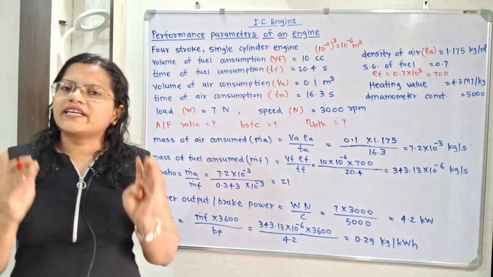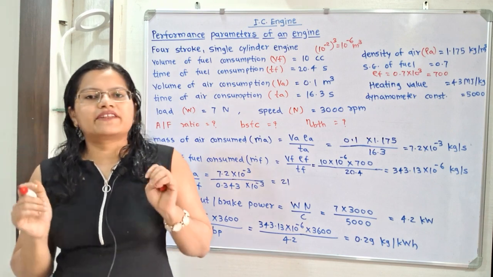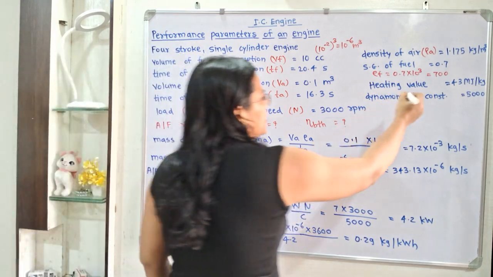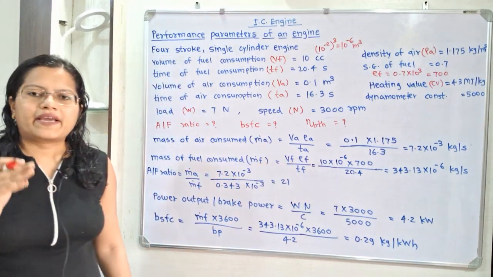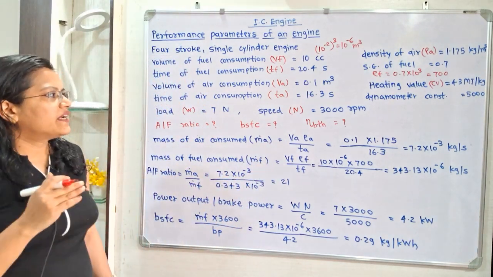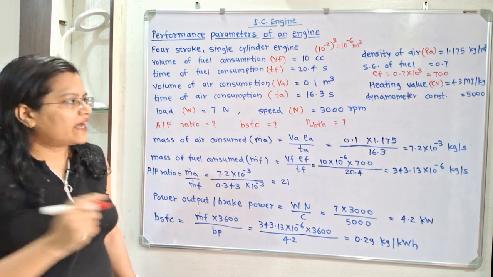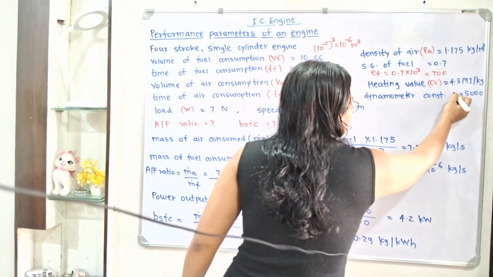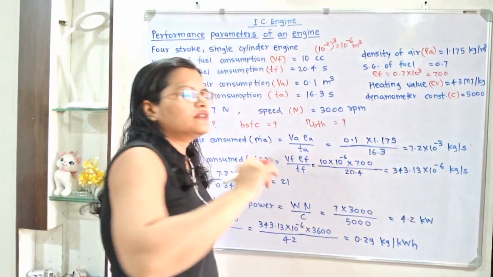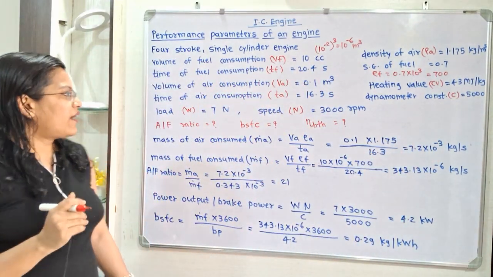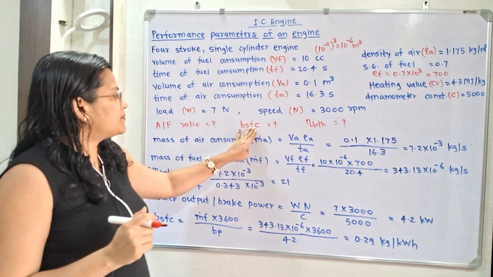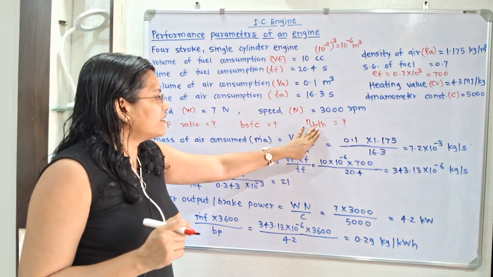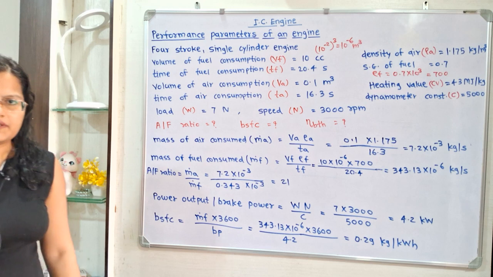Heating value, this heating value is known as calorific value. So its notation is CV. CV is equal to 43 megajoule per kilogram. Then dynamometer constant. So dynamometer constant we will give the notation C. It is 5000. Now we have to find out air fuel ratio, brake specific fuel consumption and brake thermal efficiency.